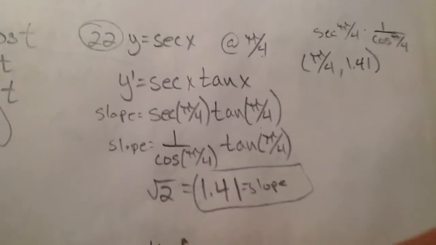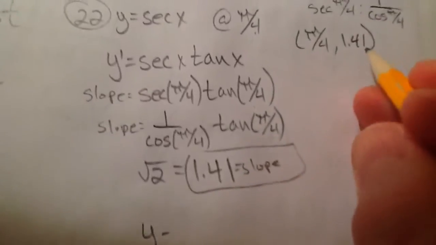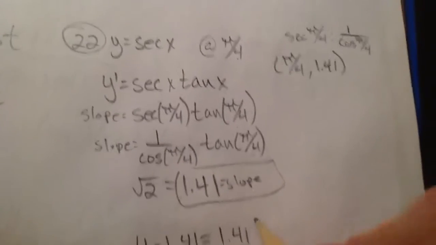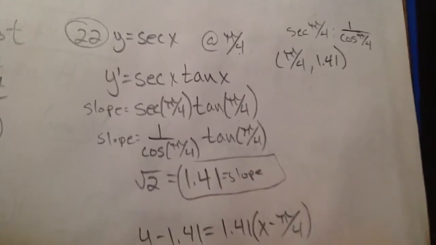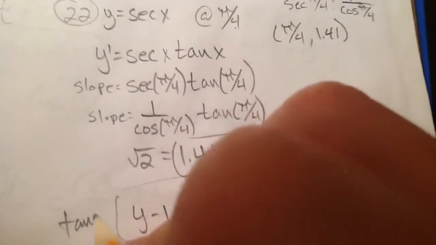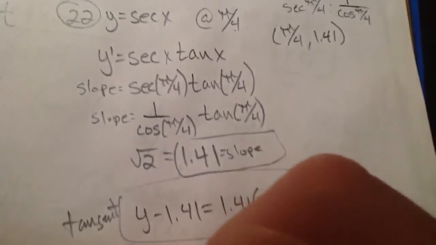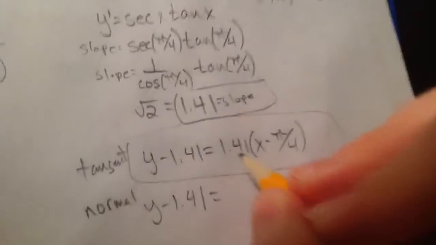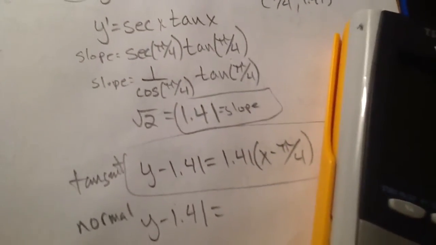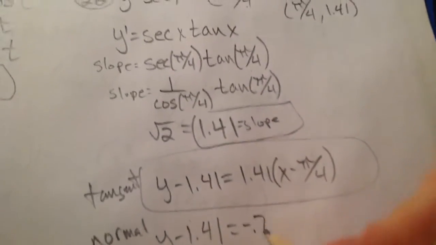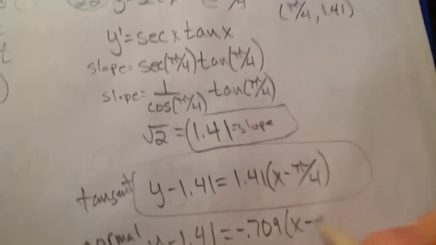So there's your point. So then just point slope form, y minus 1.41. That's actually the square root of 2. Equals slope times x minus pi over 4. That'd be a good answer right there. That's your tangent. And then your normal would be just the same thing. But you gotta flip the slope and change the sign. So 1 over 1.41 is 0.709, so negative 0.709 times x minus pi over 4.